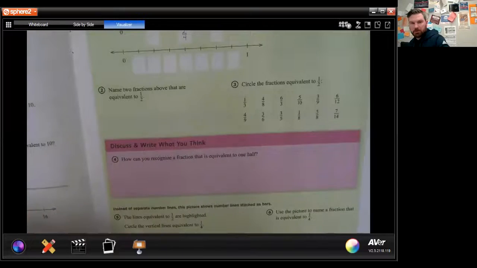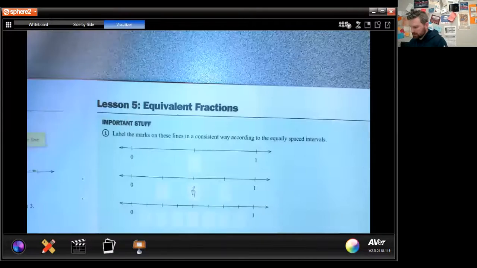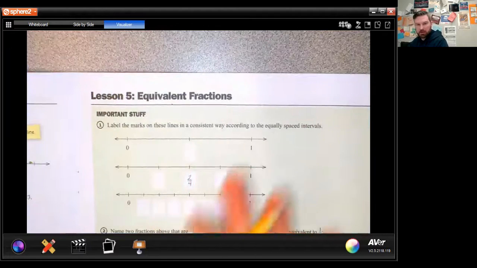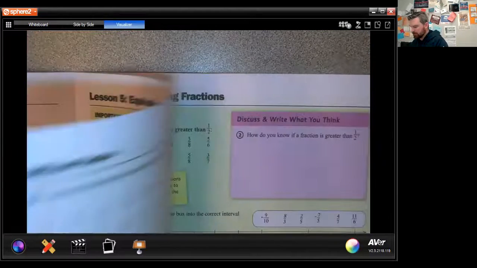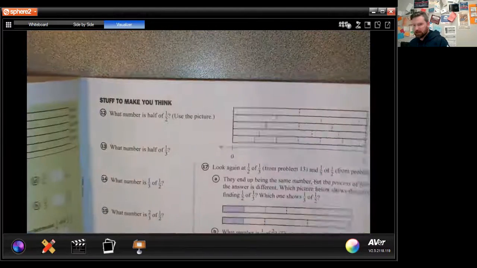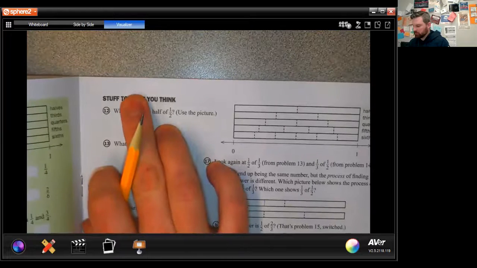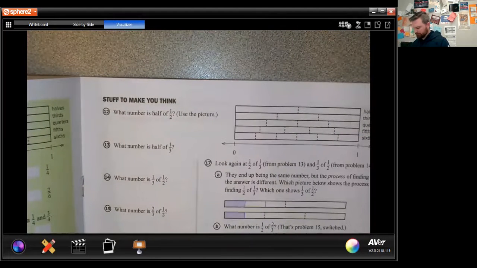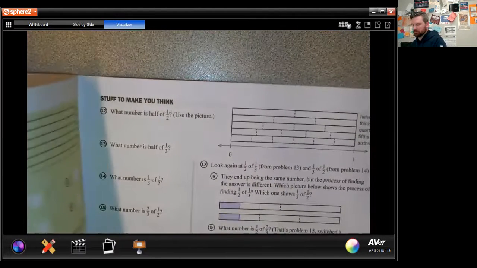All right, so here we are. We're going to start with the important stuff. Remember, the first lesson will always be the green pages, and then the second part of the lesson will be the stuff to make you think, which is white, and the red, pink, tough stuff will be on the second lesson.